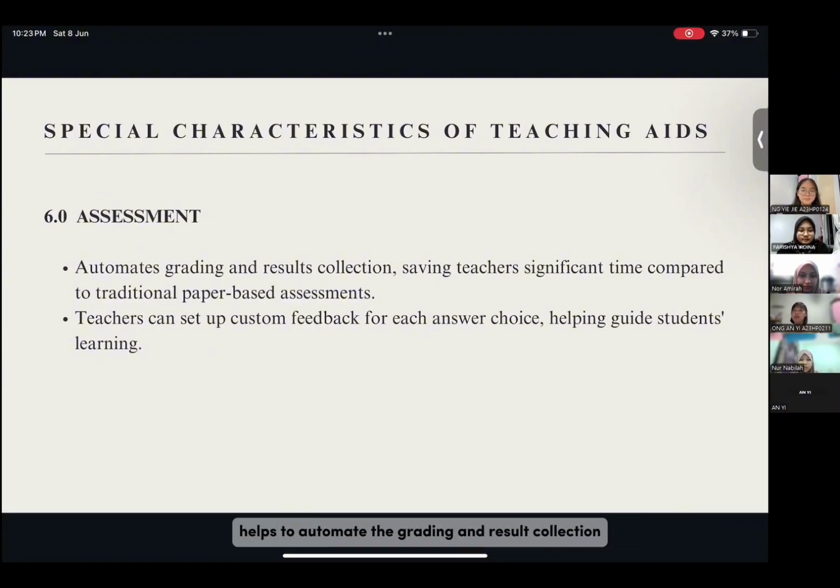Assessment helps to automate the grading and result collection, which can save teachers significant time compared to traditional paper-based assessment. For example, we have two types of assessment in our teaching aids, which are the Google Form and also the quizzes. This way, teachers can set up custom feedback for each answer choice. This can help guide the students in their learning and enhance their understanding of the topic learned.